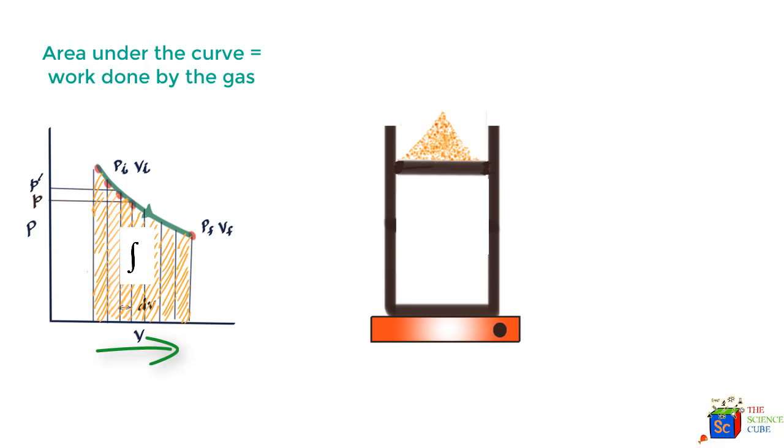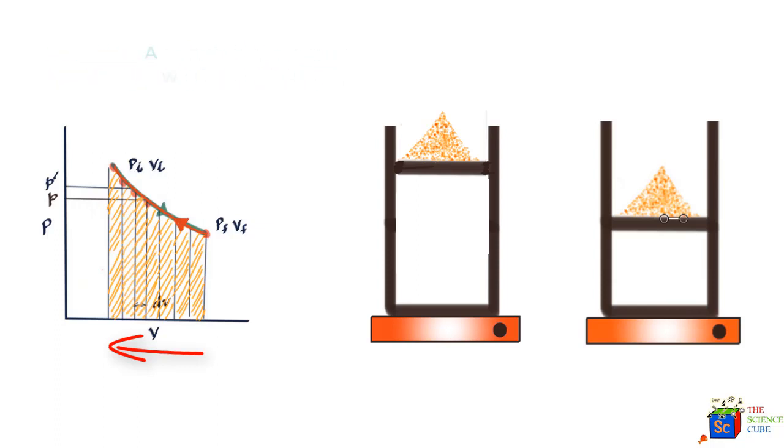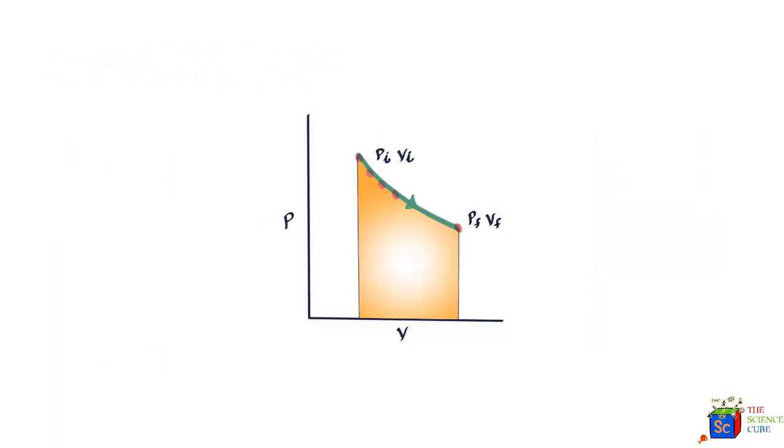So by this logic, if the gas had actually moved from this position to this, then the volume would have contracted, and while the area under the curve is still the same, the work done should be considered negative. So as a thumb rule, any movement in the state of the gas on this PV diagram to the right is positive work done, and any movement to the left is negative work.